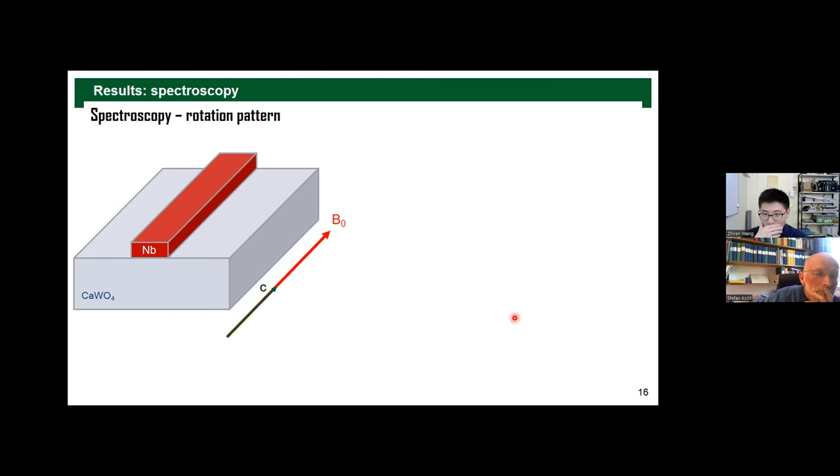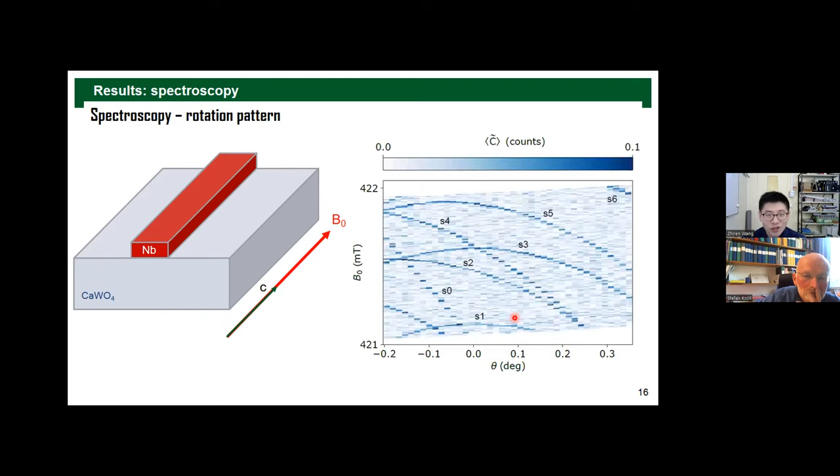Okay, then we can do a two-dimensional spectroscopy to see the rotation pattern. What I showed before is an ensemble, but what happens if we rotate the magnetic field B naught and record the behavior of each single spin peak? You can see they rotate. This is the effect of the anisotropic gyromagnetic ratio of the spin. You can see that for each individual spin, because of its own local environment, this gamma tensor is different. That's why we see they move in a different way.